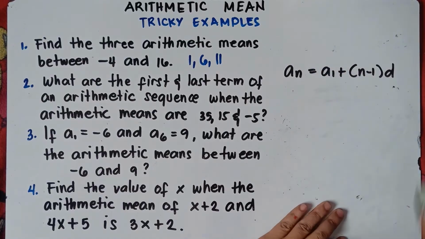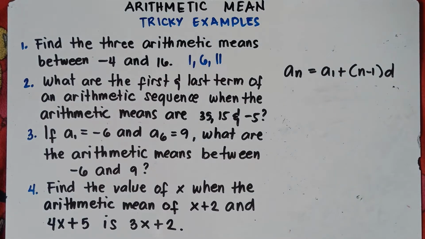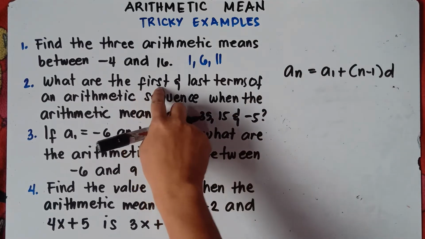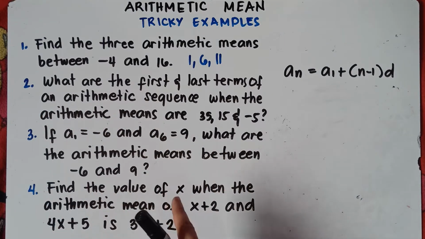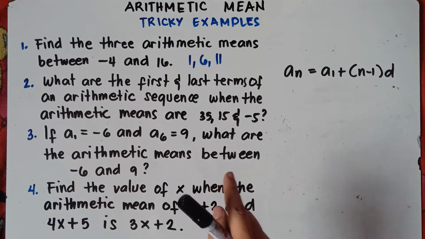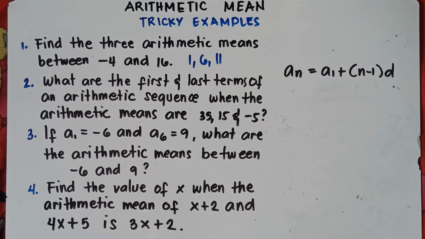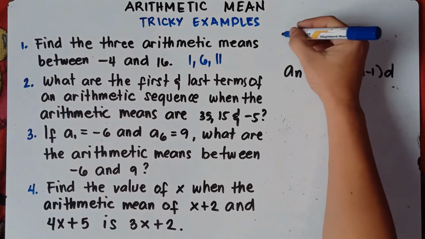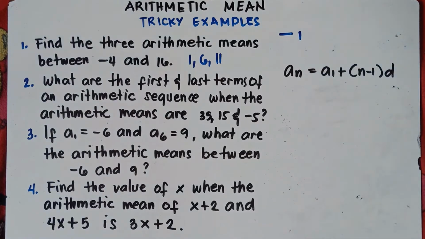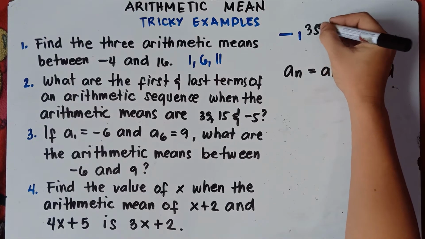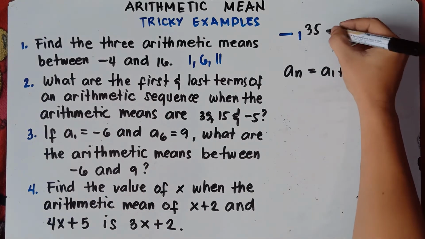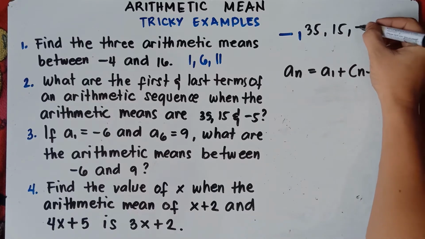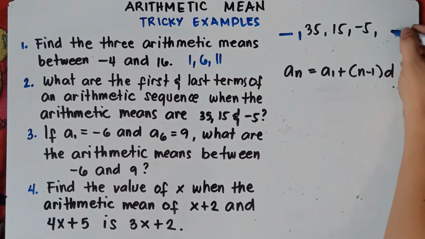Alright, so number 2, what are the first and last terms? What are the first and last terms of an arithmetic sequence when the arithmetic means are 35, 15, and negative 5? Alright, so let me just write the equation. So we are told to find this one. And we have 35. So we're looking to find the first term, first and last. So 35, 15, and negative 5. And we're looking for the last term.